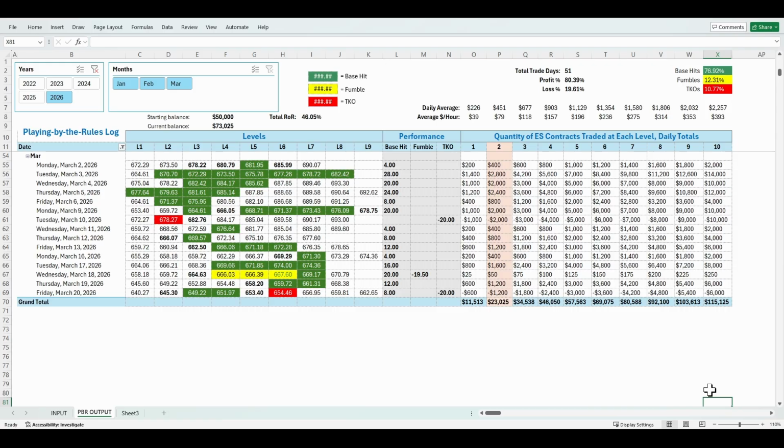Now we have the year to date. This is 2026, to date through Friday, March the 20th. We're a little above 46% rate of return for the year, and you can check out the other metrics that we track. Hopefully it's all mostly self-explanatory.